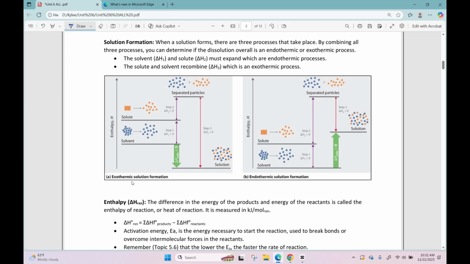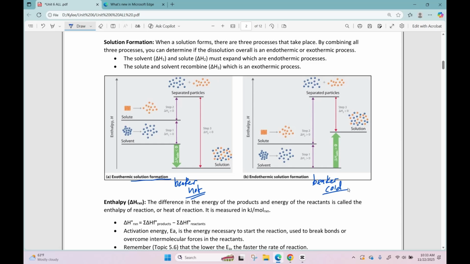If I have an exothermic solution formation, that means when I mix the solute in, my beaker is going to get hot because energy is being released from the system to the surroundings. If I have something that's an endothermic process, it's going to be absorbing energy from the surroundings. And so the beaker and the area around it is going to get cold.